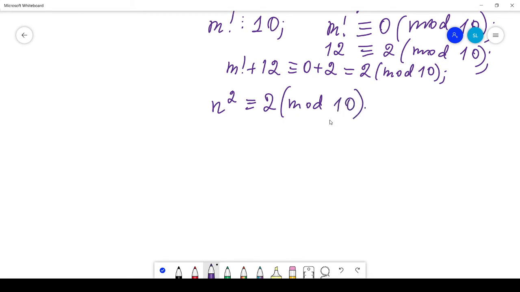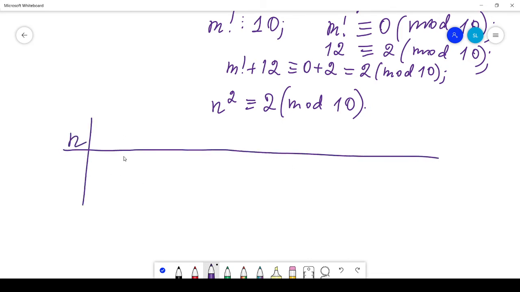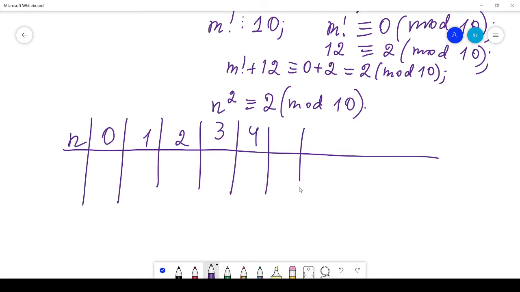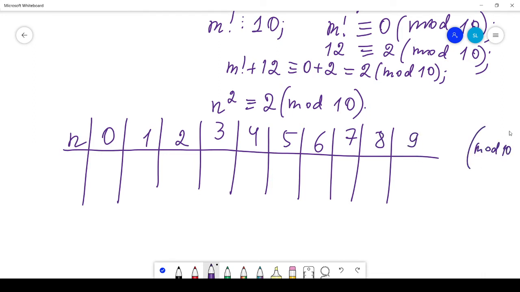And here comes a very interesting fact. I want to say that n squared can never have 2 as its last digit. Actually, it can't have 2, 3, 7, or 8. Let's prove this. Alright, so n can have these remainders modulo 10. So this last digit can be 0, 1, 2, 3, 4, 5, 6, 7, 8, and of course 9. These are the remainders modulo 10.